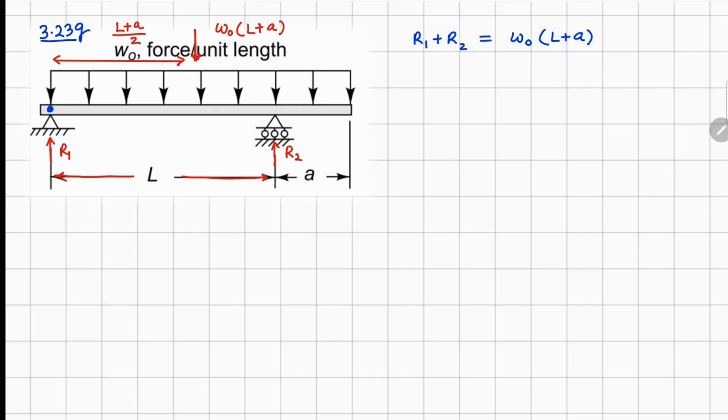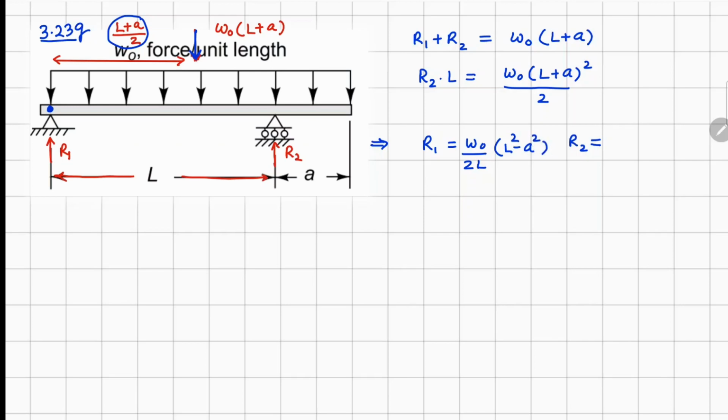Similarly, if I take moment about this point, we will have R2 times L, which is a counterclockwise moment, equal to W naught (L plus A) whole squared divided by 2, because of this force sitting at this distance. So using these two, I can solve for R1 and R2. The value of R1 we get is W naught divided by 2L, (L squared minus A squared), and the R2 value we get is W naught divided by 2L, (L plus A) whole squared. So these are the two reaction forces.